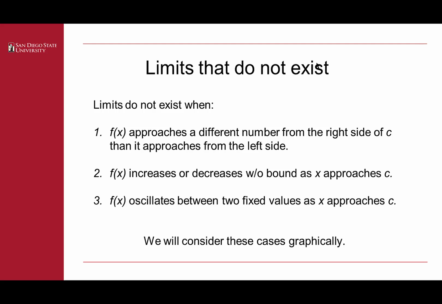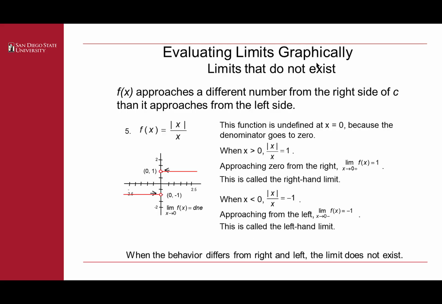Another reason would be f of x increases or decreases without a bound as x approaches c. Or otherwise, f of x oscillates between 2 fixed values as x approaches c. In all these 3 cases, there is no limit for that function at that point. So we will consider these cases mostly graphically in this course.